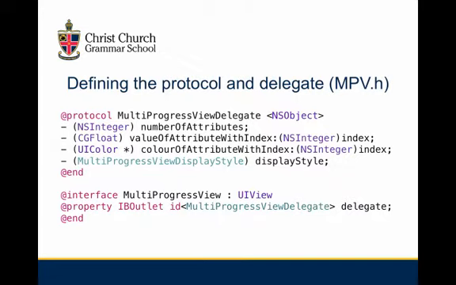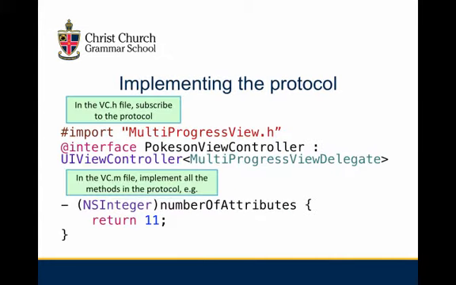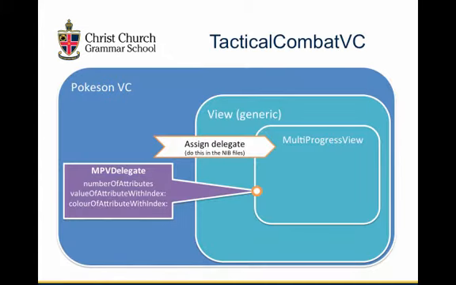here, which says the MultiProgressView has a property which links to its delegate, we're going to assign that in our Interface Builder, so in the drag and drop method. Later we'll do it in code, but for the moment we'll do it drag and droppy. And then the MultiProgressView, through that property to its delegate, can call these methods.